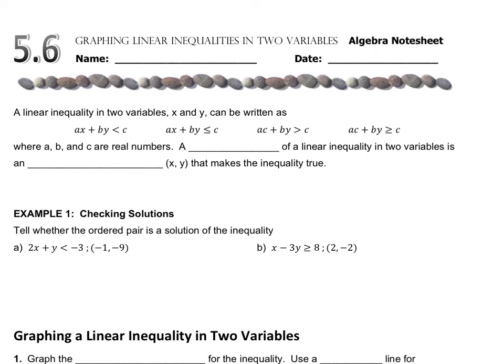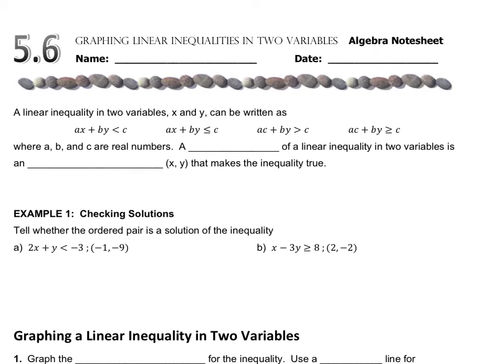So a linear inequality in two variables can be written as a few different forms. Just notice how these will be like our standard form: Ax plus By is less than C instead of equals C, or less than or equal to, greater than, or greater than or equal to, where A, B, and C are real numbers, which you'll learn more about at the high school level.